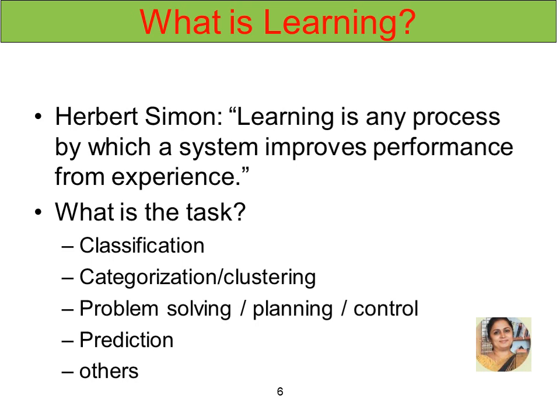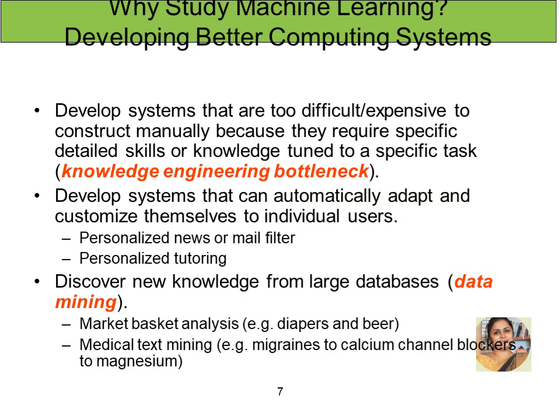What is the task? Classification, categorization or clustering, problem solving, planning or control, prediction, and others. Why study machine learning? To develop better computing systems. Develop systems that are too difficult or expensive to construct manually because they require specific detailed skills or knowledge tuned to a specific task. Develop systems that can automatically adapt and customize themselves to individual users.